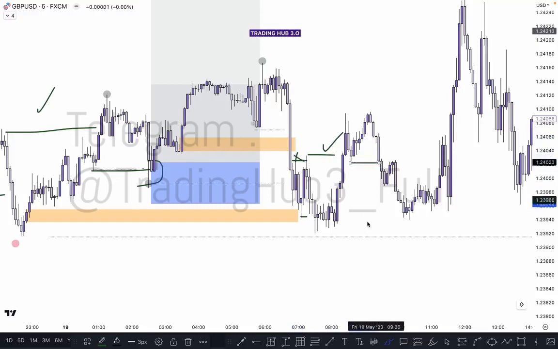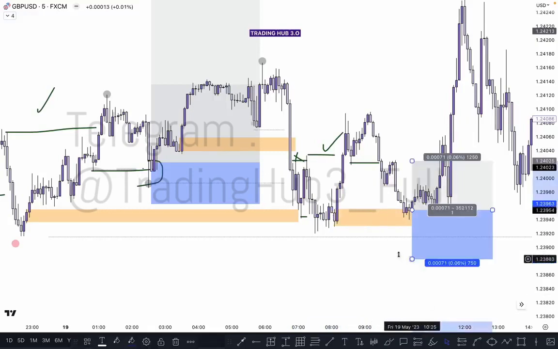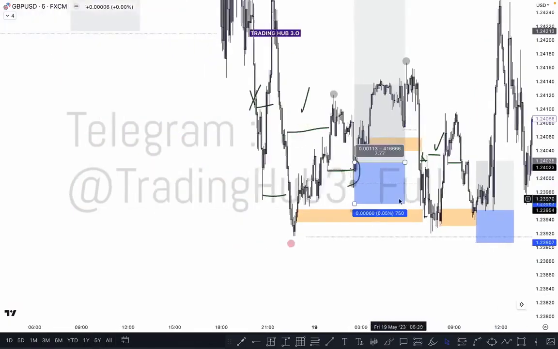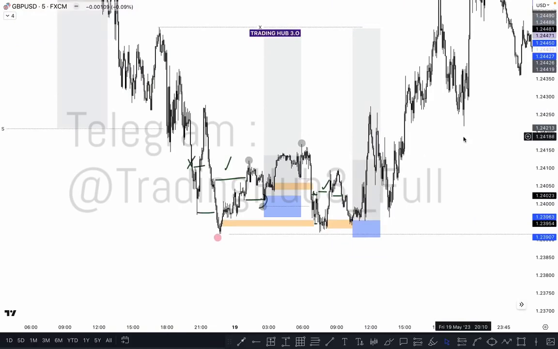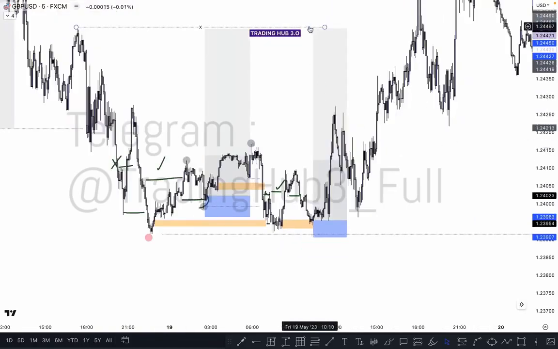Same thing happening here. Taken out the inducement and mitigate your unmitigated order block here, and you can again buy here. When you understand these things, then you can trade anywhere, in a bullish market, bearish market, everywhere. Similar thing happening here. Look at this very carefully. This one is a target.